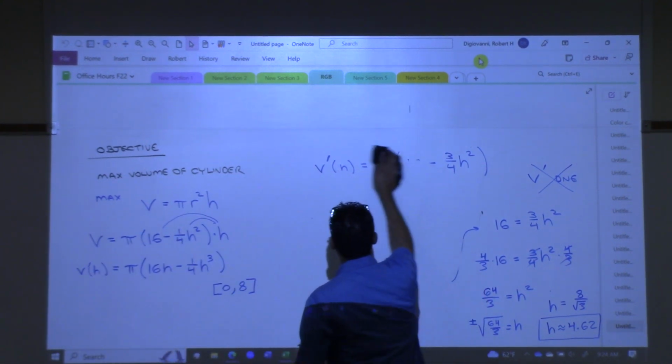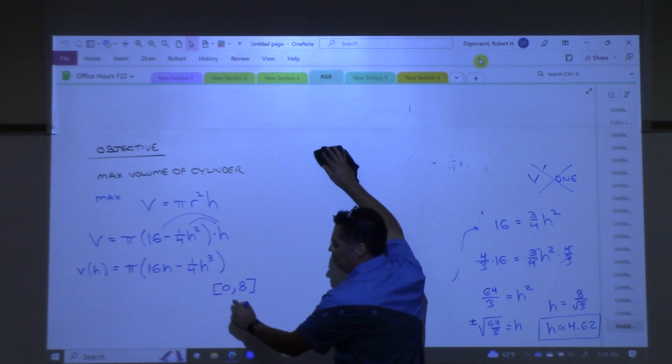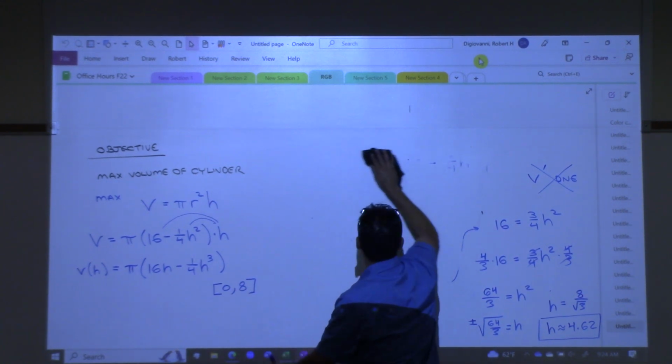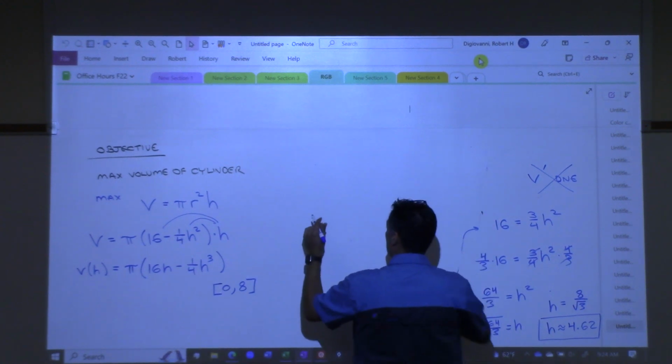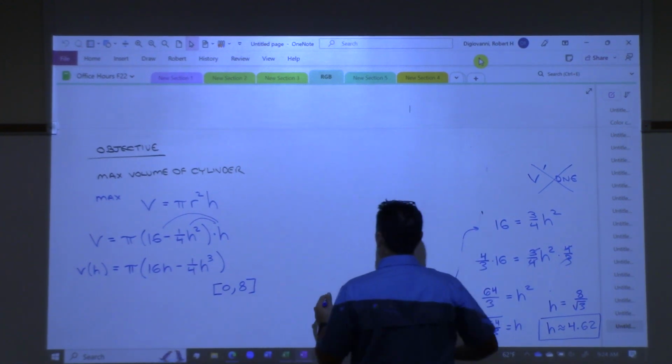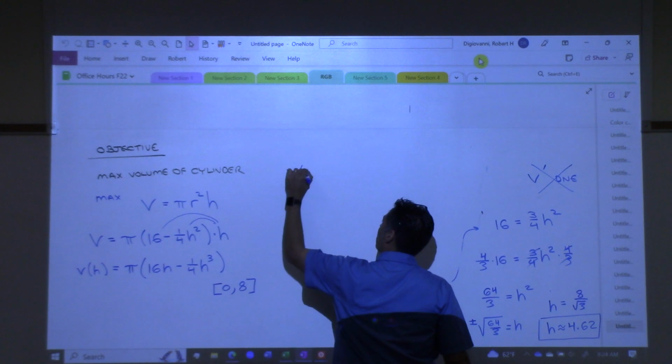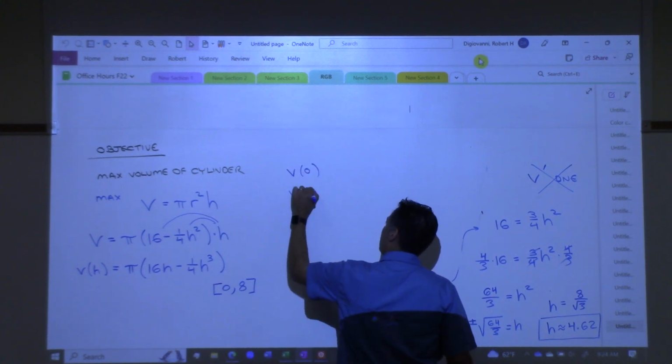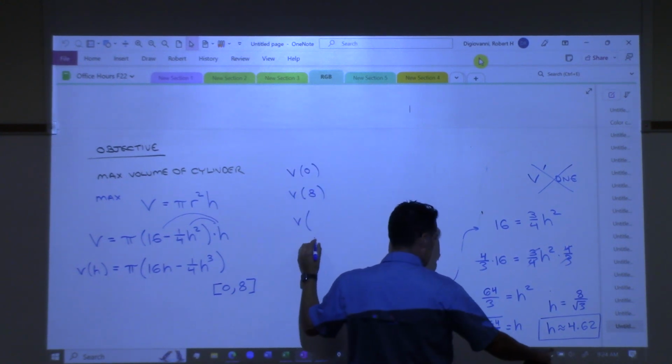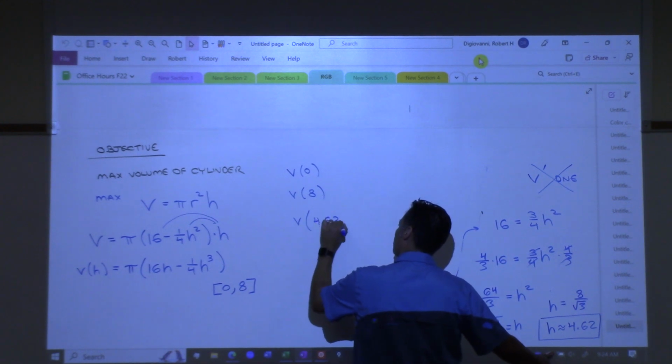Okay, so my next step, I didn't put here closed interval method. You might want to put here, in your notes, closed interval method, just so you're aware. So now I do the volume at 0, the volume at 8, the volume at 4.62.